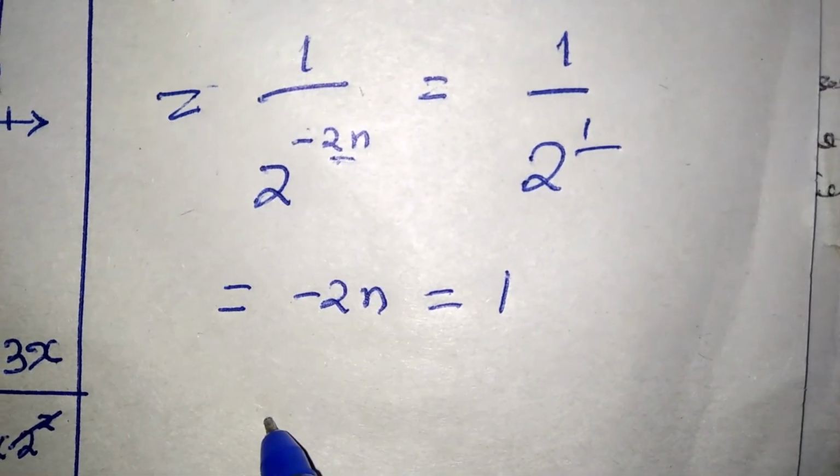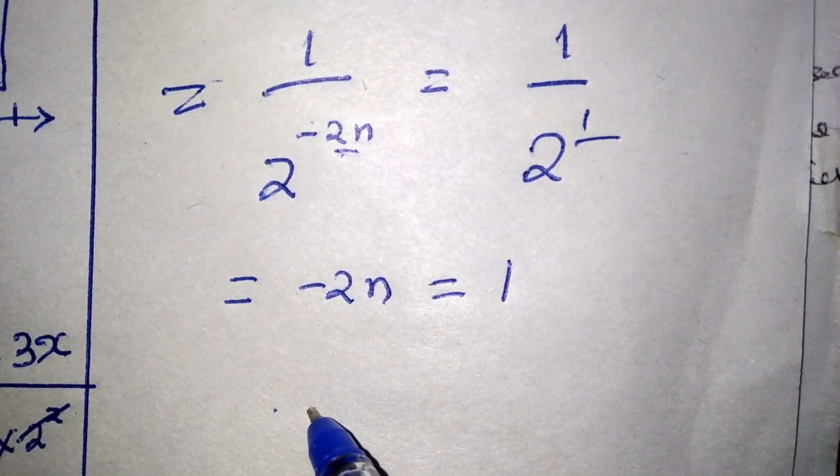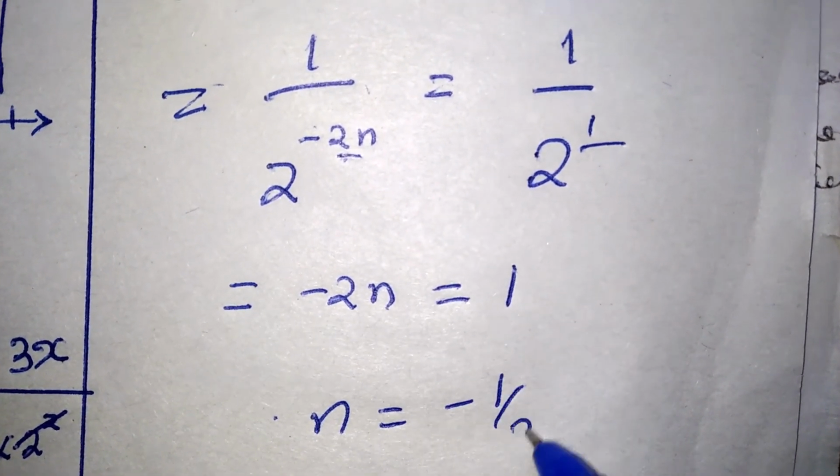Therefore, negative 2n is equal to 1. That gives us n is equal to negative a half.